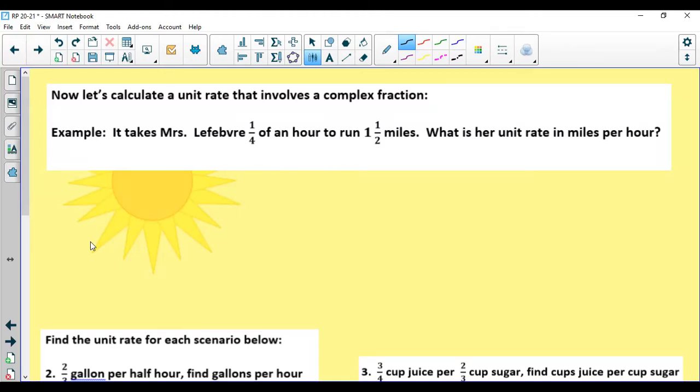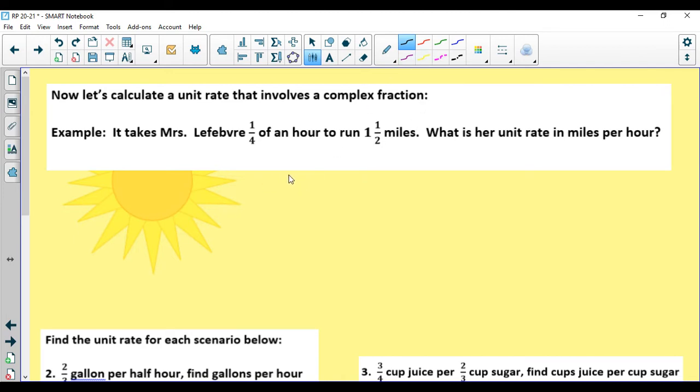Now that you know what complex ratios or complex fractions are, I want to show you some examples of how we use them with unit rates. Example 1: it takes Mrs. LaFave 1/4 of an hour to run 1.5 miles. What's her unit rate in miles per hour?